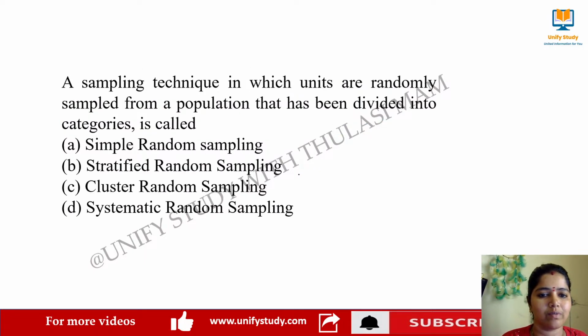Very good. Next question. I'm getting answers. A sampling technique in which units are randomly sampled from a population that has been divided into categories.